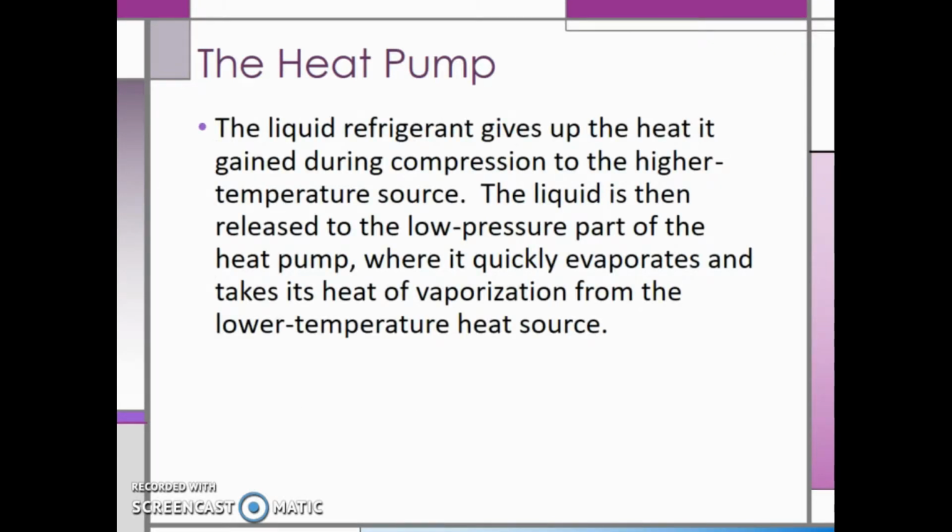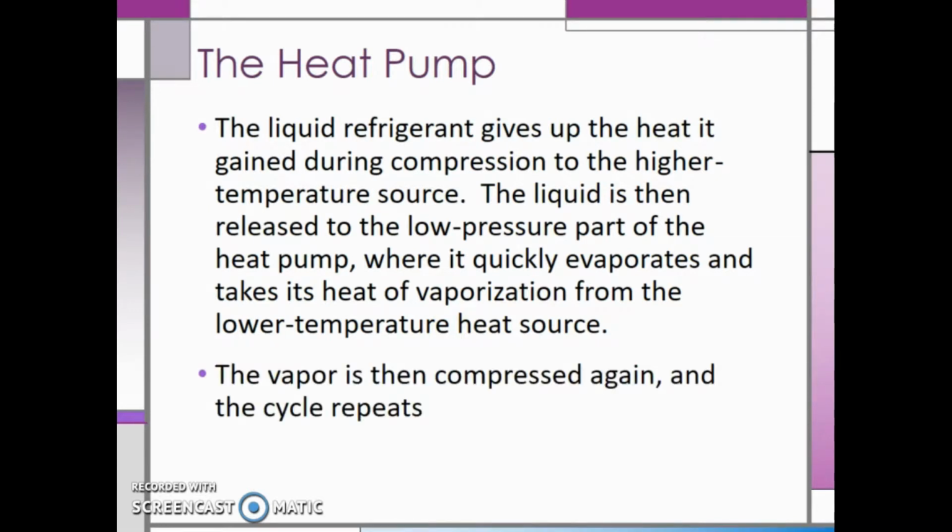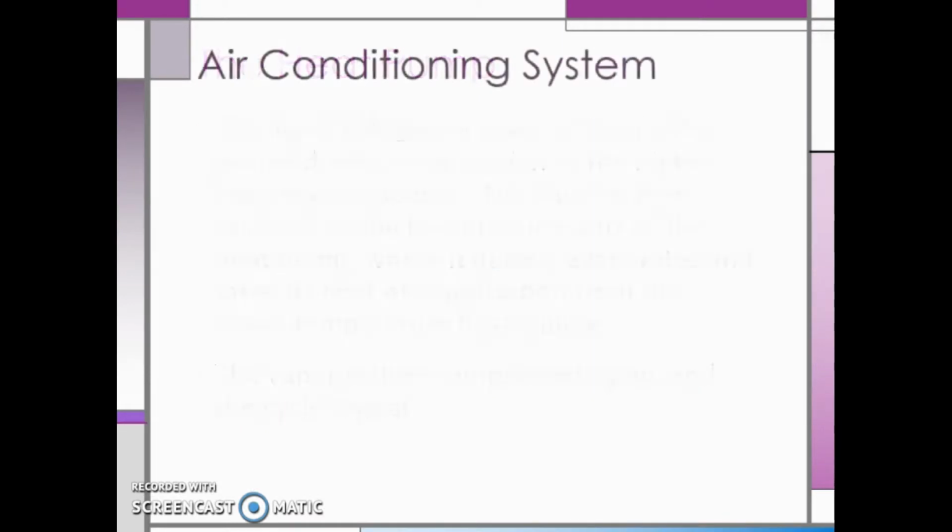The liquid refrigerant gives up the heat it gained during compression to the higher temperature source. The liquid is then released to the low pressure part of the heat pump, where it quickly evaporates and takes its heat of vaporization from the lower temperature heat source. The vapor is then compressed again and the cycle repeats. An air conditioning system is a basic heat pump.